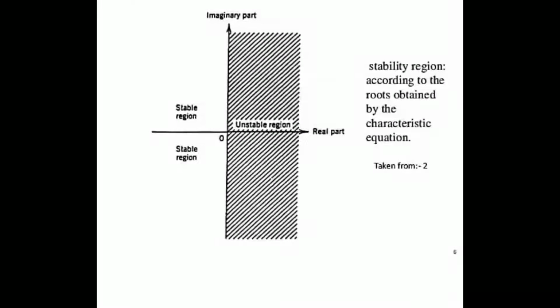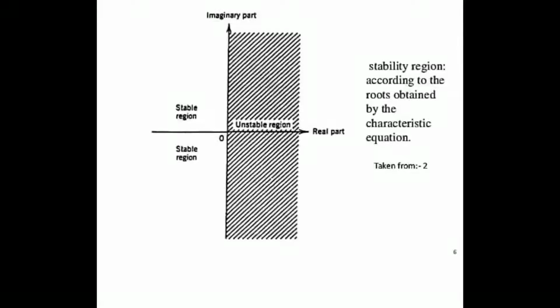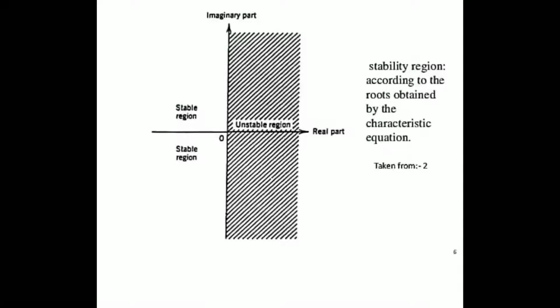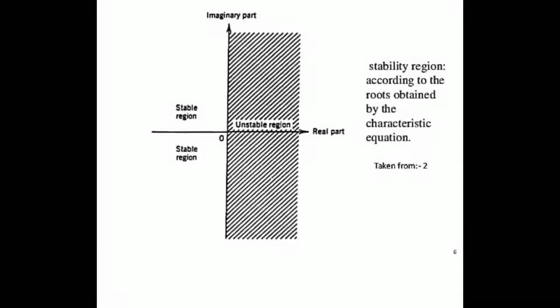Look at this S plane. Here the left half of S plane and the right half of S plane represent the stability and instability parts. Left half of S plane represents the stable region, and the right half of S plane represents the unstable region. When all roots of the characteristic equation lie in the left half of S plane, the system is absolutely stable, and if any one root lies in the right half of S plane, the whole system becomes unstable.